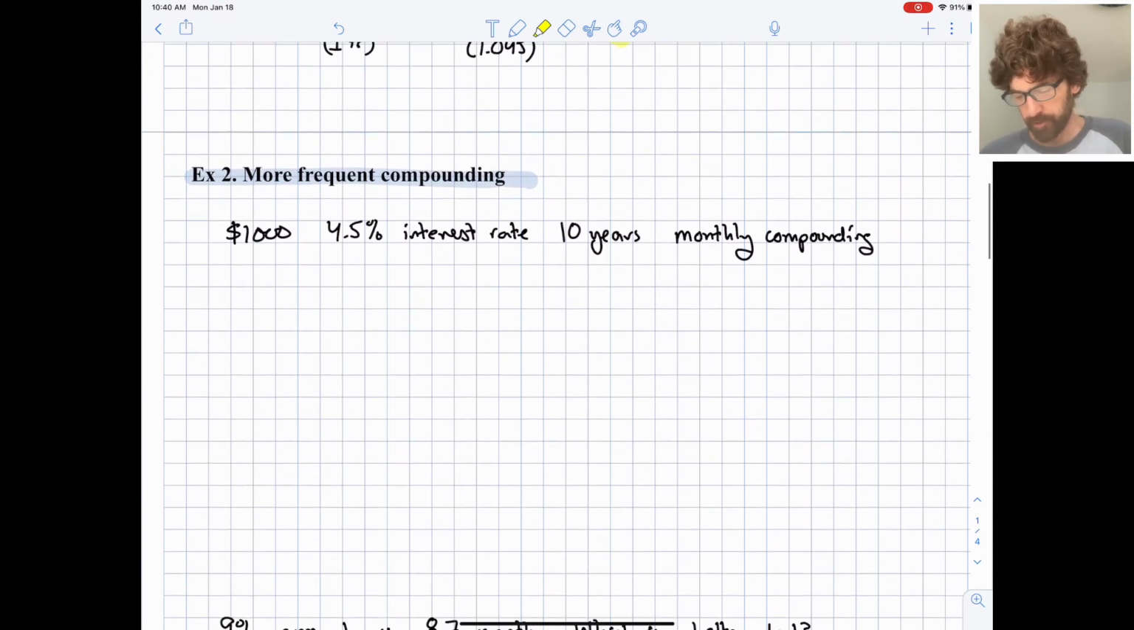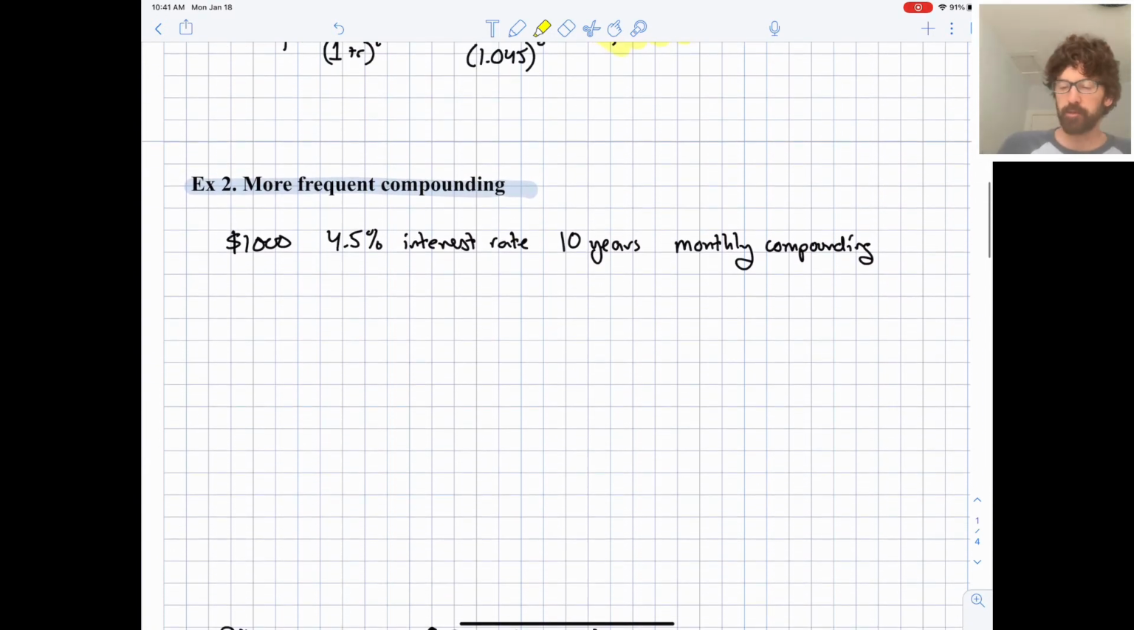We'll do a couple more problems here. This next one we'll do is, let's start exploring what more frequent compounding would look like. So we're going to repeat the first example we did, only with monthly compounding instead of annual compounding. And in the process, what I'll try to do is explain what some of the pieces of the formula actually mean, where they came from.